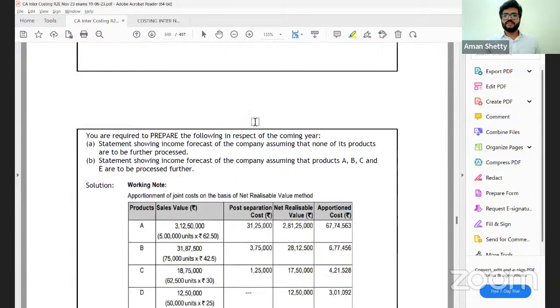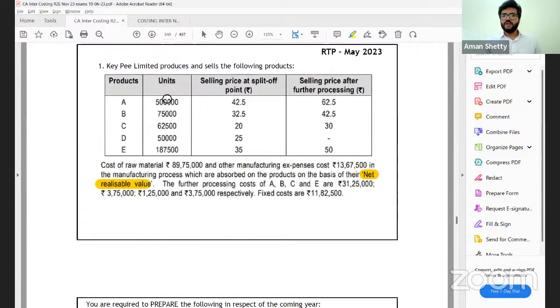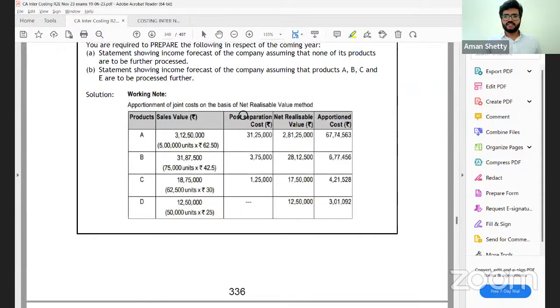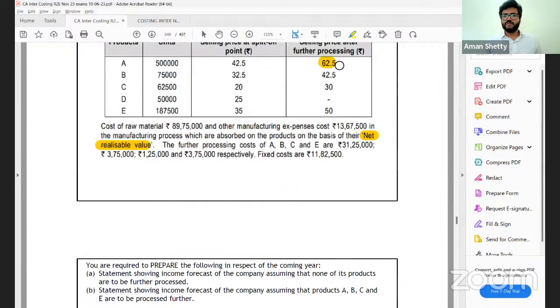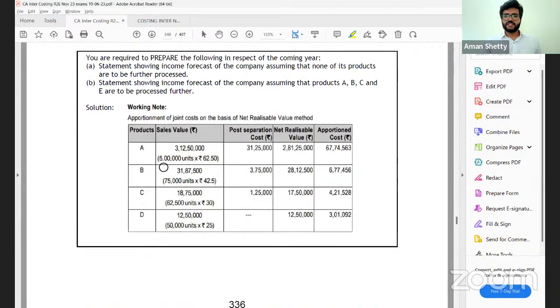Sales value they have computed. Check here. Sales value is units into selling price. If I'm doing NRV method, I will take selling price at split off or after further processing. Which one will I take, guys? After further processing, correct? So 5 lakh units into 62.5. That is what is done here. 5 lakh into 62.5, that is 3.12 crores. Same way you do for all.